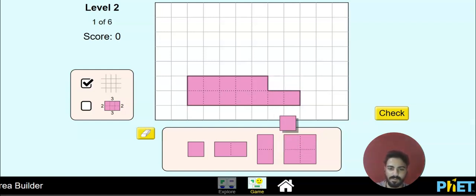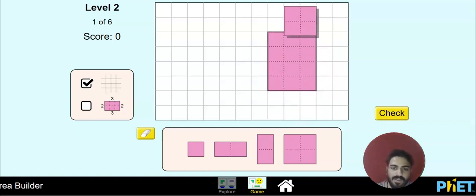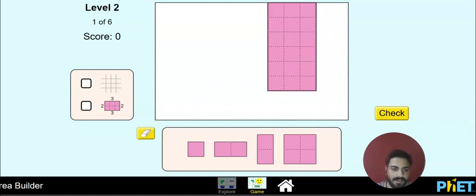Let me just help you with this one. You can do the others afterwards, and I will give you questions in your homework as well. I won't make many guesses, but you will try and think and then get the answer, and that's the whole fun. So it will be 3 into 6. We can make it like this, or we can make it slanting as well. Counting the squares: 1, 2, 3 up to 18. So your area is 18.